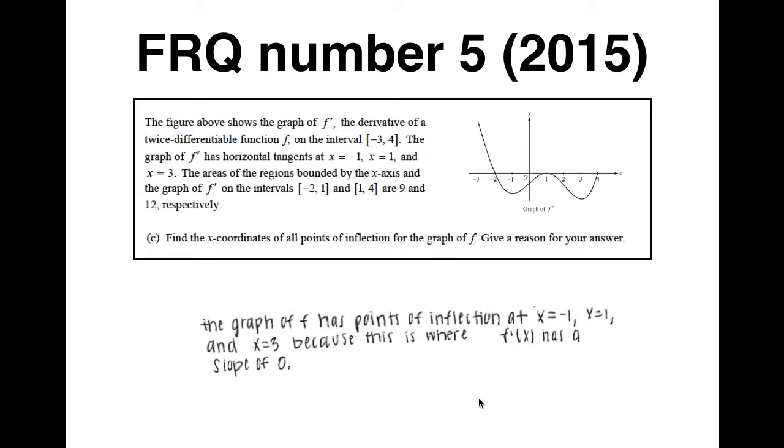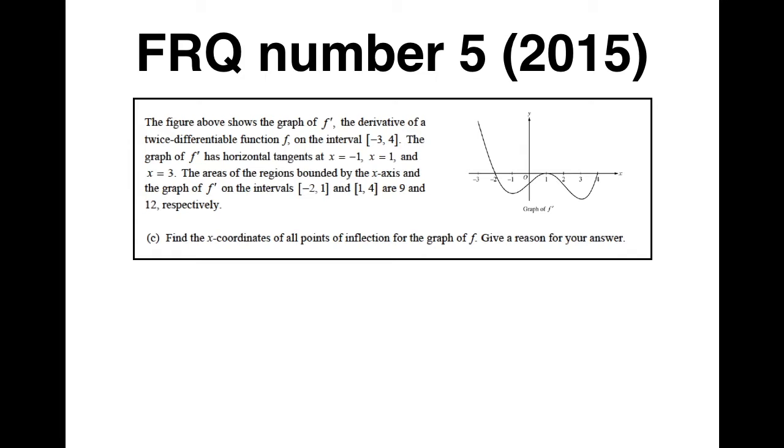The second student finds the same points, and that gave the student 1 point for x equals -1, x equals 1, x equals 3. However, the justification isn't enough. The student says this is where f prime of x has a slope of 0. But if f prime of x has a slope of 0, it doesn't necessarily mean that f double prime will change sign. So we have to be careful. It's not enough if f prime of x equals 0. I'll talk about that again at the end in the recommendations.